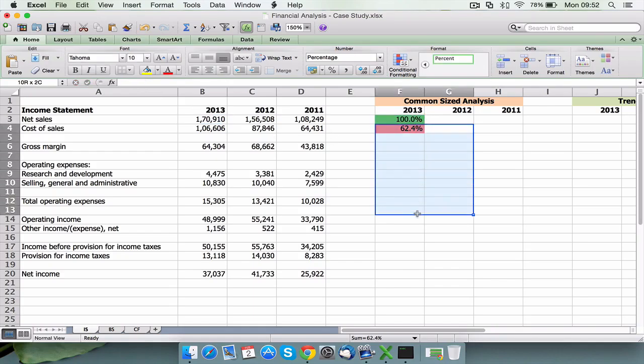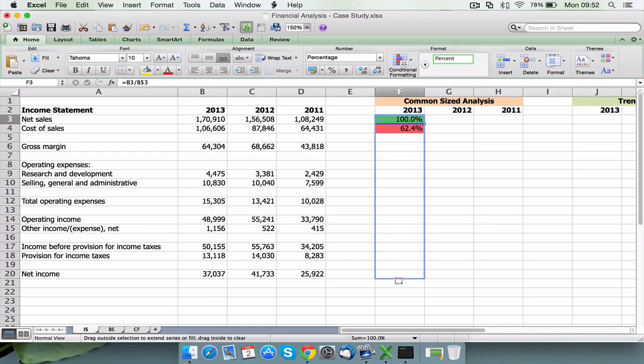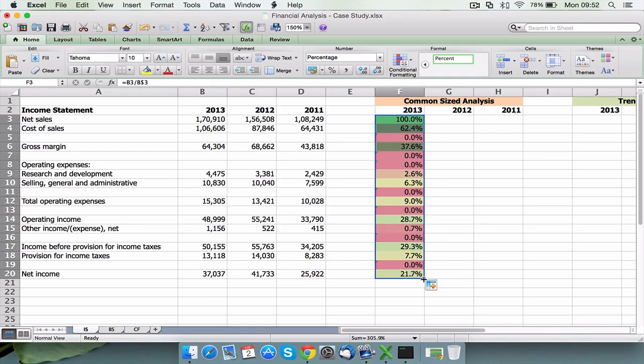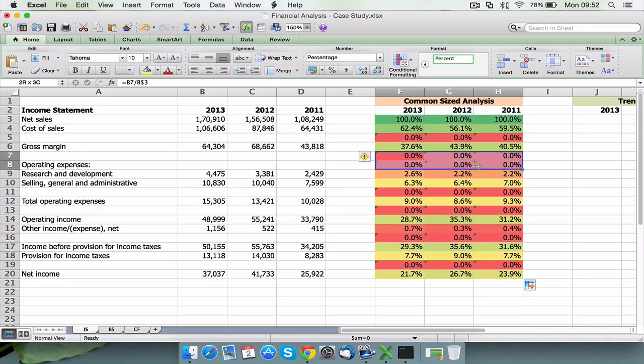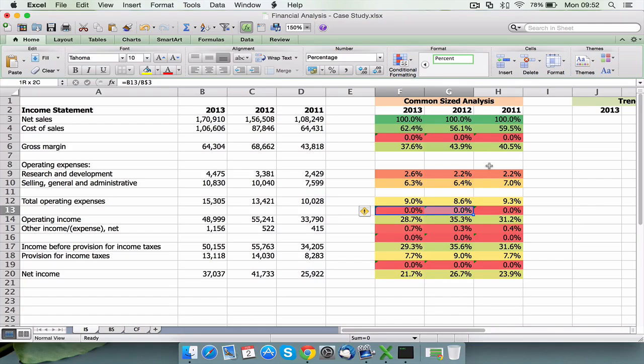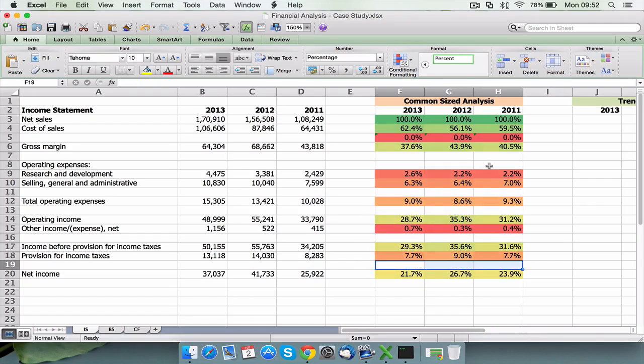So I'm going to quickly do that. And this is what I get. Let me delete the unnecessary rows and cells. So first thing is we have the common size analysis of the income statement. What we've essentially done is we've converted each of these numbers as a percentage of that year's sales so that we can understand how the pattern has been. Let us now have a look and let us analyze them.